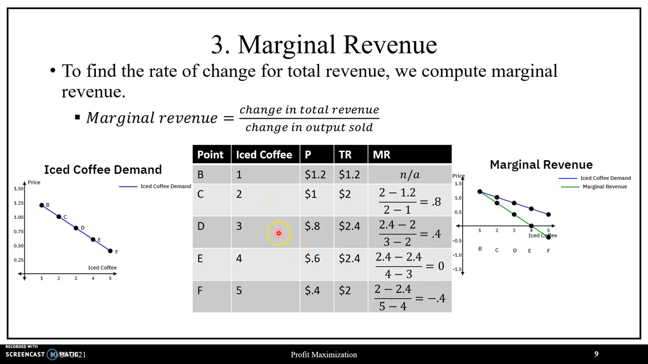From C to D, selling 1 more unit of iced coffee, we see that total revenue is changing by a positive value of 40 cents, generating point D on our marginal revenue curve in green. Going from D to E, selling 1 more unit of iced coffee, we see that total revenue is changing by 0 cents, generating point E on our marginal revenue curve. And going from E to F, selling 1 more iced coffee, we see that total revenue has declined by 40 cents, generating point F on our marginal revenue curve, where we see that marginal revenue is downward sloping and is in green, and is strictly below our demand curve for iced coffee for this particular coffee shop.